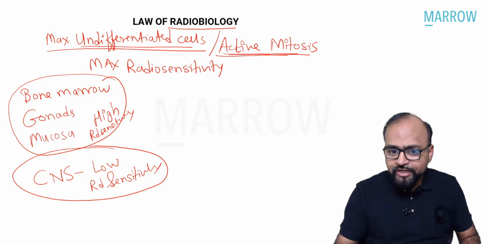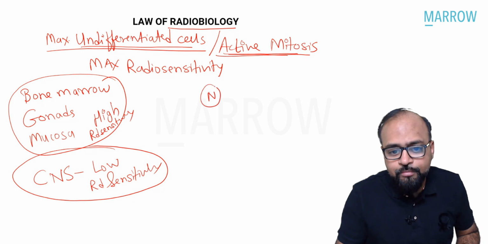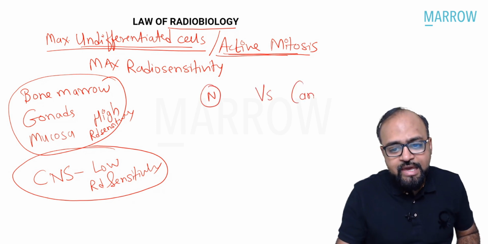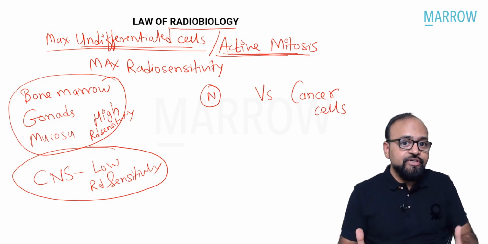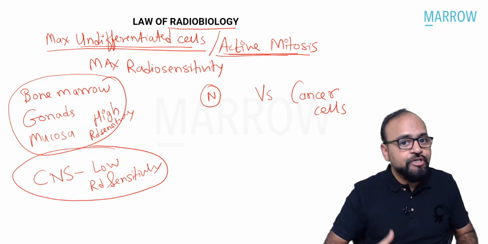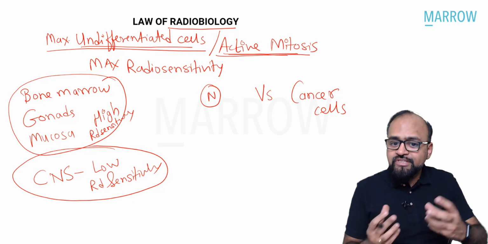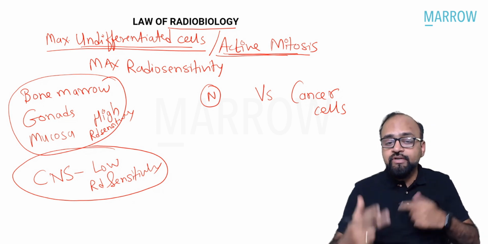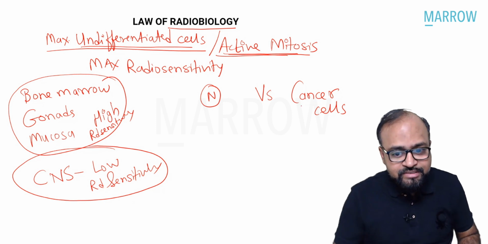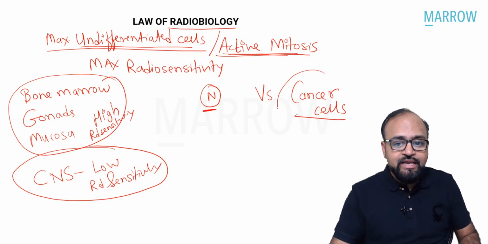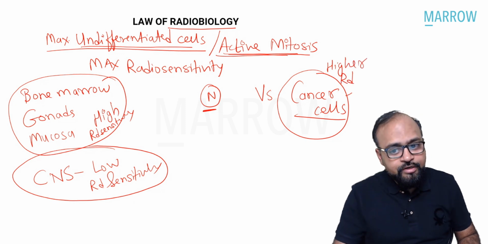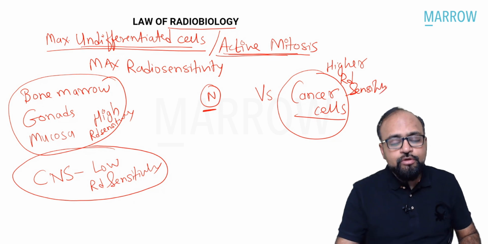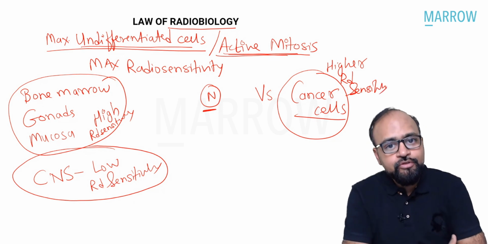All right. Now let us also take up this example to compare normal cells versus cancer cells. Tell me, which of these cells tend to be less differentiated? Sometimes cancer cells in a poorly differentiated tumor are less differentiated, right? Which of these cells, normal or cancer cells, tend to be actively dividing, constantly in a state of mitosis? It is cancer cells. So when you compare normal cells versus cancer cells, it is cancer cells that have a relatively higher radiosensitivity. So remember, the underlying concept for you when you're preparing for these exams, right?